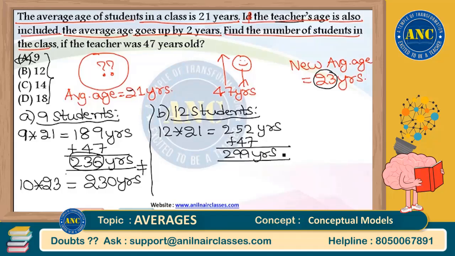Now, after inclusion of the teacher, total age is 299. But including the teacher, there are 13 people right now. New average is 23. 13 into 23 is also 299 years. Both ways it is getting the same value. Therefore, my assumption of 12 is correct. Find the number of students is the question. Answer for this question is 12.